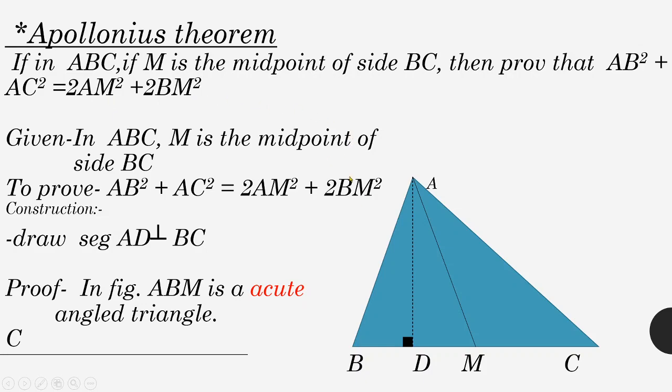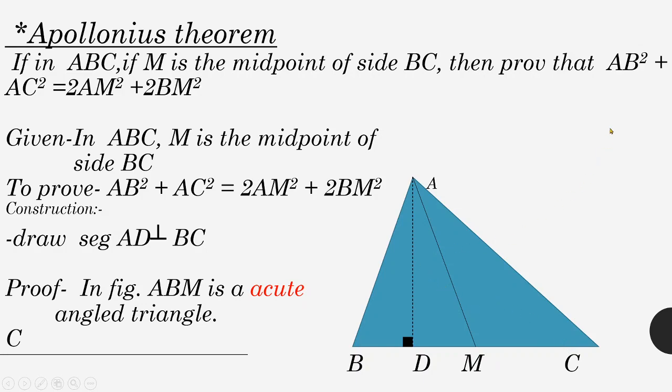First see in the figure. It is given that ABC is a triangle and M is a midpoint. So we first draw the given triangle ABC. M is a midpoint, meaning AM is a median of triangle ABC. So BM is equal to MC.